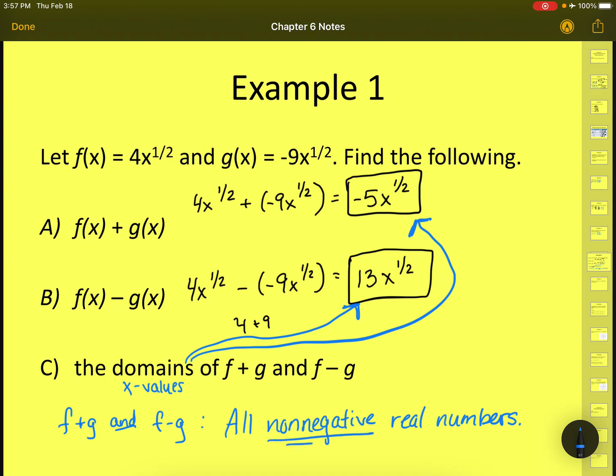So any real number that is 0 or positive, that's the meaning of non-negative here. Okay, so I'm not just going to say positive real numbers, because that doesn't include 0. 0 is neither positive nor negative. So I've got to say non-negative real numbers to include 0 and all the positive numbers. Okay.